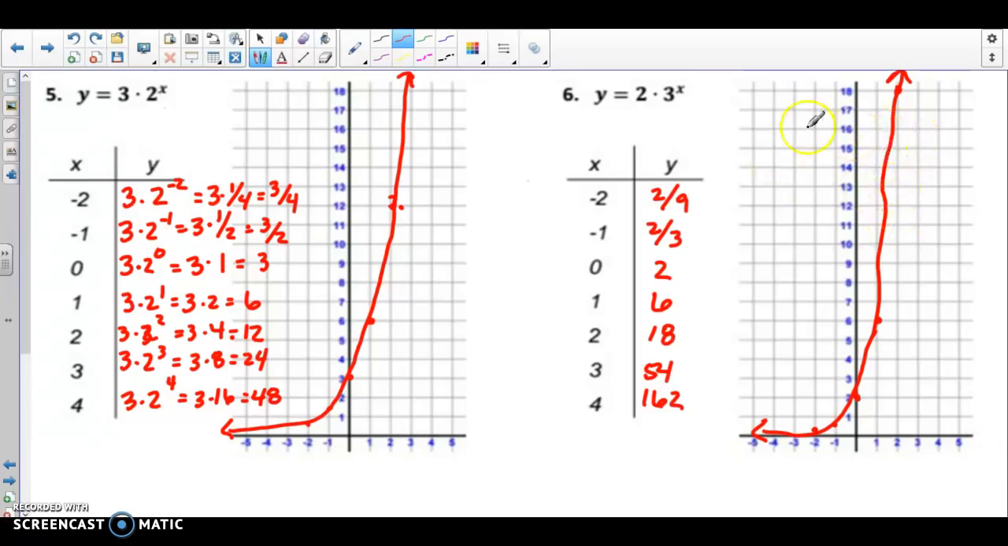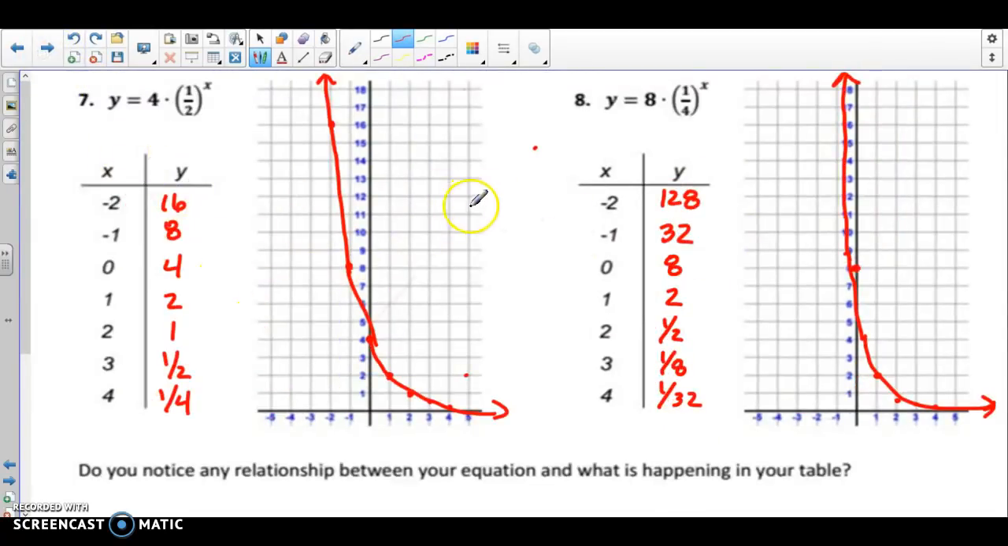So here's what your graph should look like after graphing number 6. Okay, we have 2 times 3 to the negative 2, which is 2 times 1 over 3 squared, which would be 2 times 1 over 9, which is 2/9, so on and so forth. Okay, here's examples 7 and 8. Again, we plug in our x values and we get our y values.